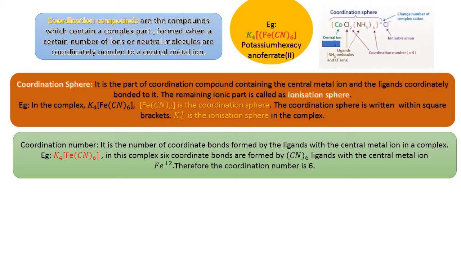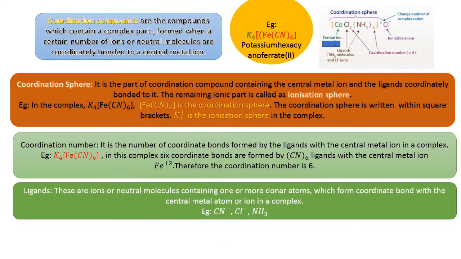Next, what is the coordination number? It is the number of coordinate bonds formed by the ligands with the central metal ion in a complex. For example, potassium hexacyanoferrate(II). In this complex, 6 coordinate bonds are formed by the ligand cyano with the central metal ion Fe²⁺. Since there are 6 ligands, the coordination number is 6.